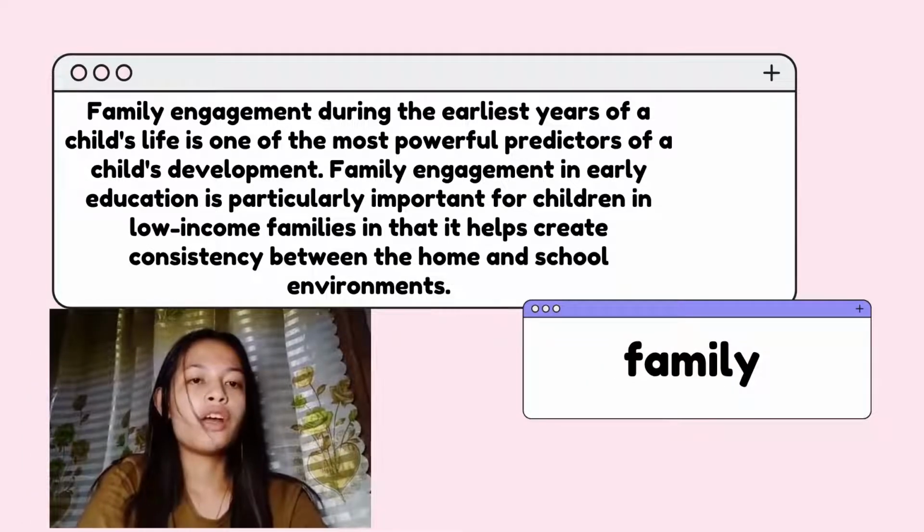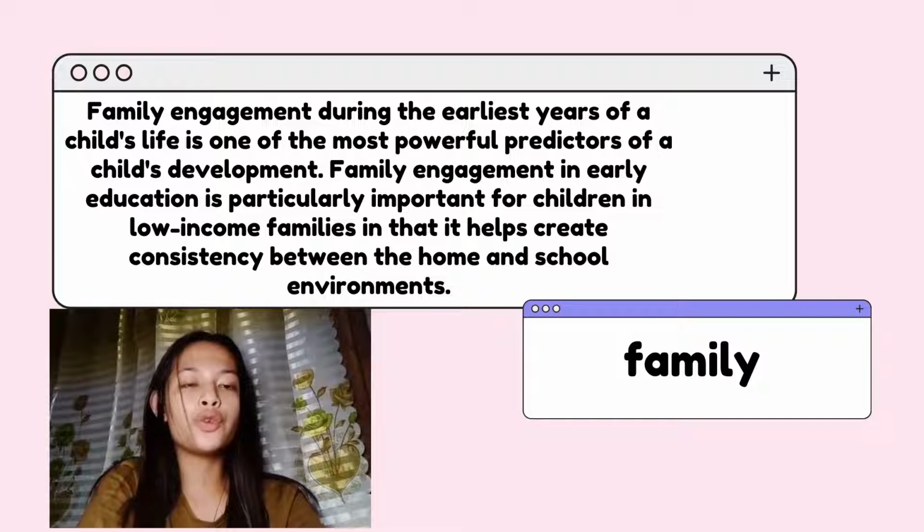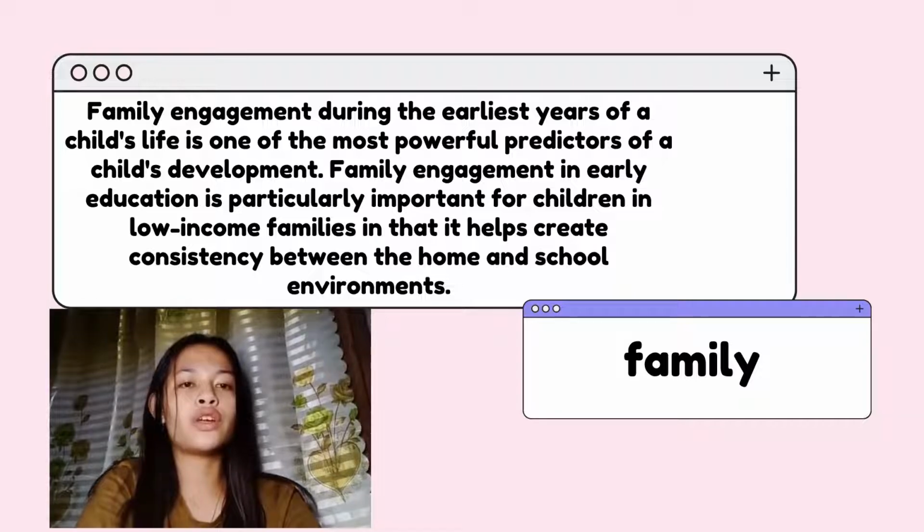Family. Family engagement during the earliest years of a child's life is one of the most powerful predictors of child development. Family engagement in early education is particularly important for children in low-income families in that it helps create consistency between the home and school environments.